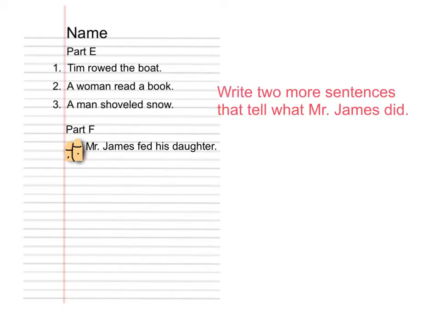Now write at least 2 more sentences that tell what Mr. James did. Begin your new sentences with he. Remember, tell what he did, not what he's doing. Again, write 2 more sentences that tell what Mr. James did. Remember, tell what he did, not what he's doing, and begin your sentences with he. You have 3 minutes.